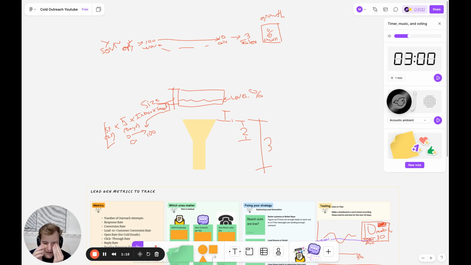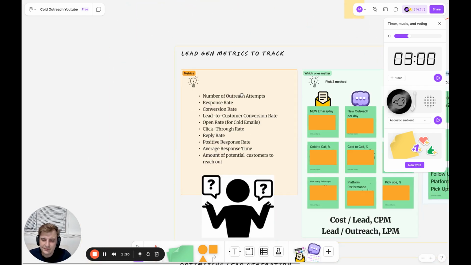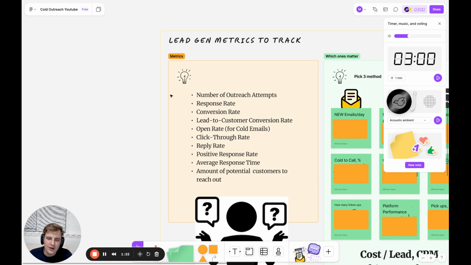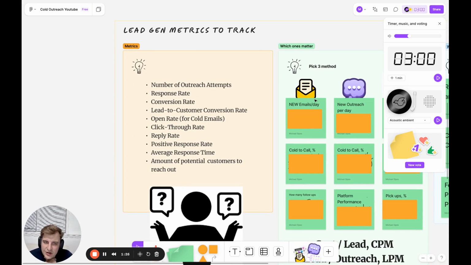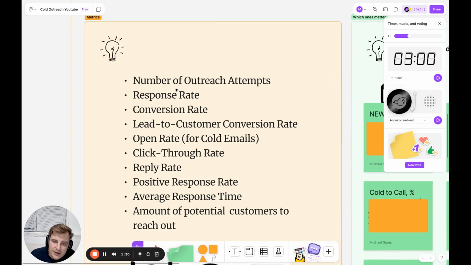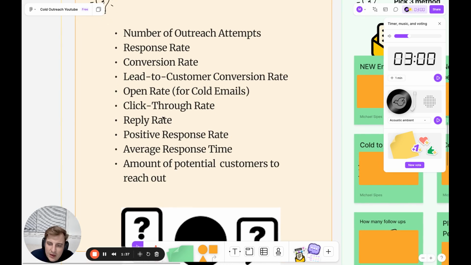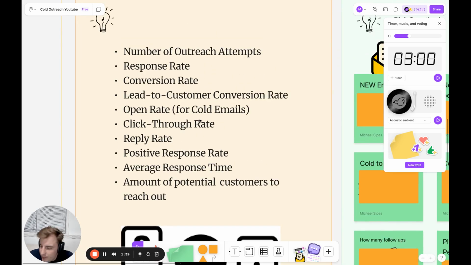A couple things I want to point out right off the bat. There's a lot of metrics people track, and sometimes it's really hard to figure out which ones you should even track. This is my spreadsheet of which ones I actually track, but these are some that people like to throw out there: number of outreach attempts, response rate, conversion rate, lead to customer conversion rate, open rate for cold emails, reply rate. And this could apply for anything.